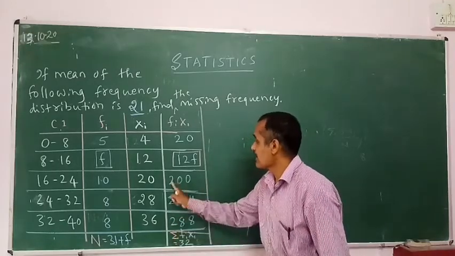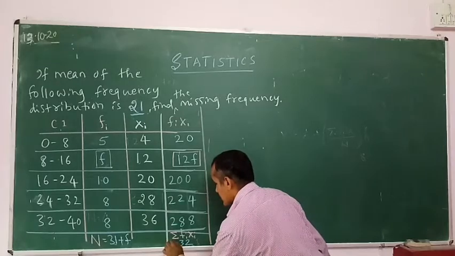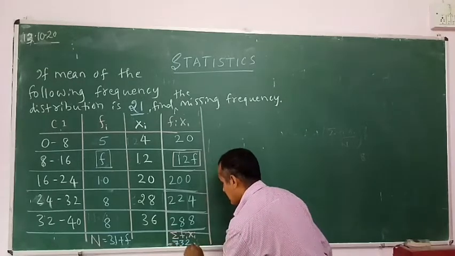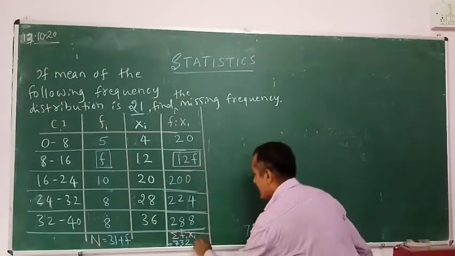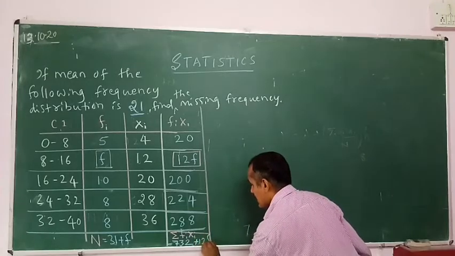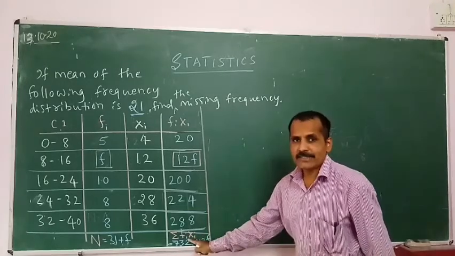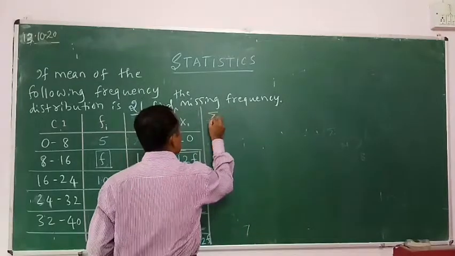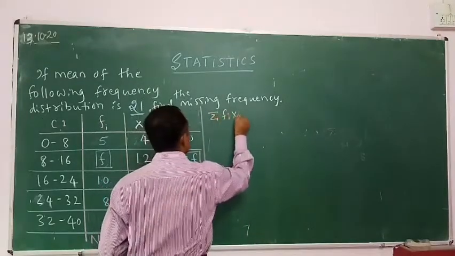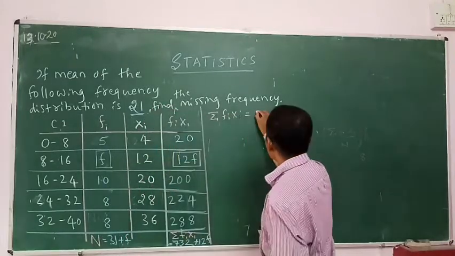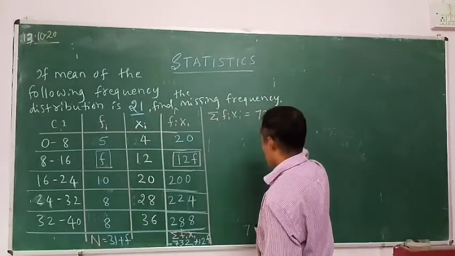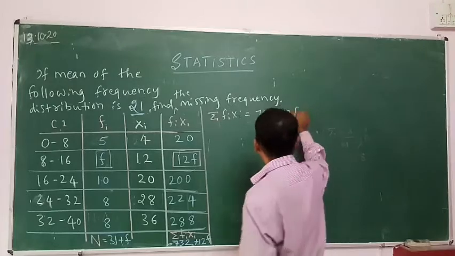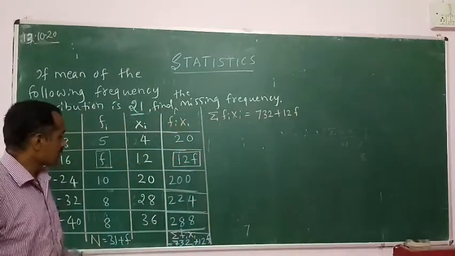3, 5, 7. Plus 6, 12f. 12f. This is not very clearly visible for you. Let me write here also once again. I will write here sigma summation fi xi is equal to how much? This is 732 plus 12f. 12f. I will check it once again.